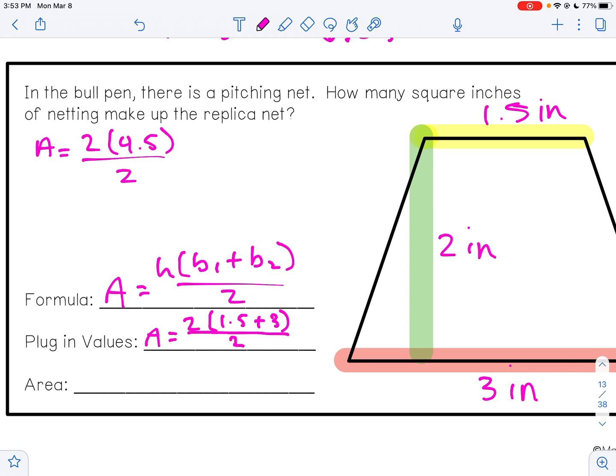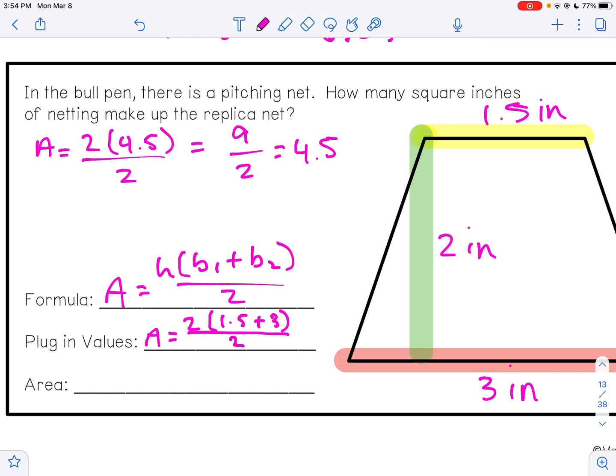So 4.5 times 2 gives me 9. And 9 divided by 2 gives me 4.5. So remember, this is kind of like the question that we had the other day. Whenever I'm multiplying by the same number that I'm dividing by, it's going to give me the same outcome. Okay, so those two things can just cancel out.